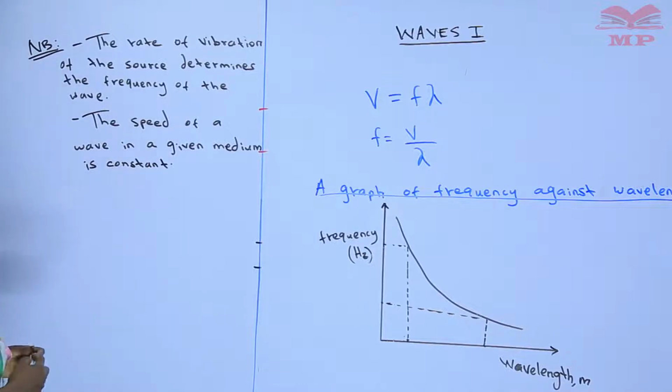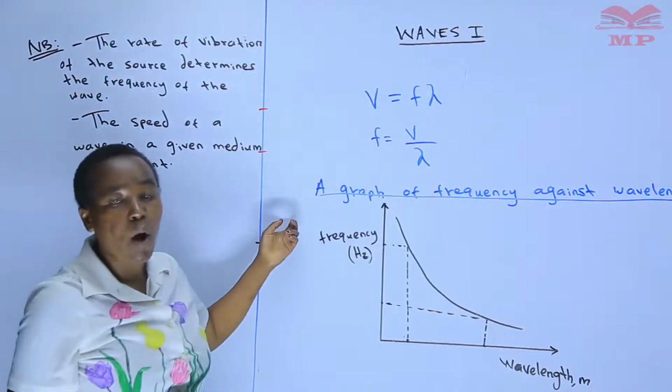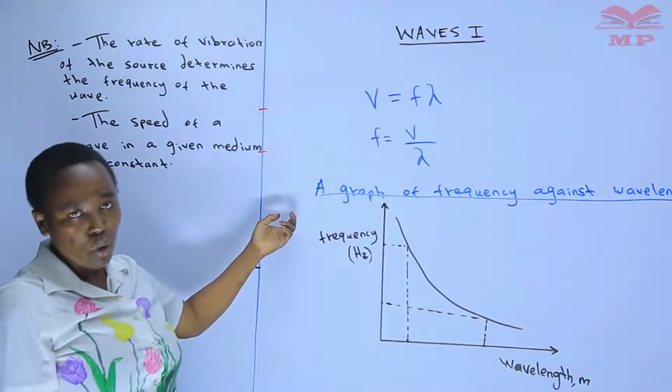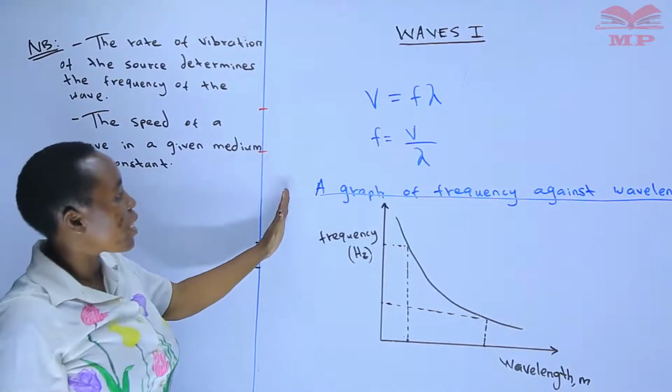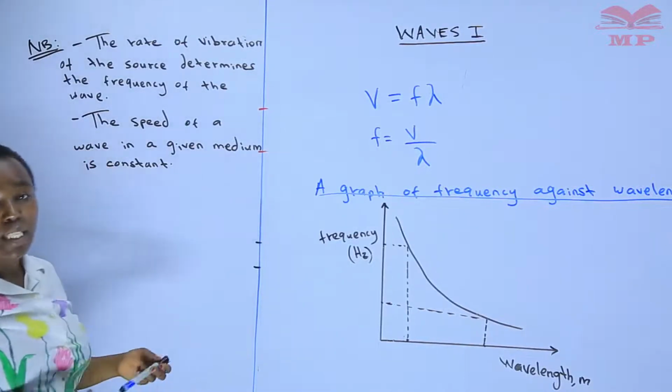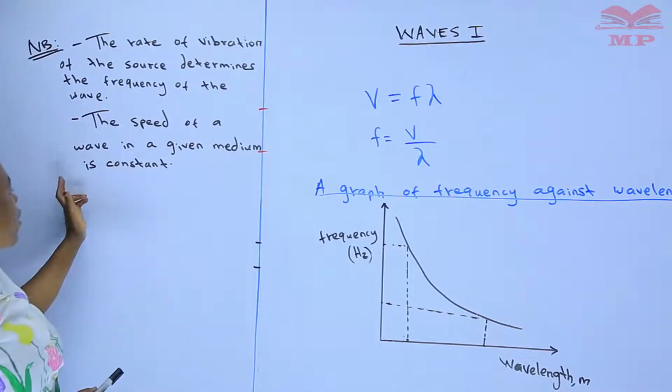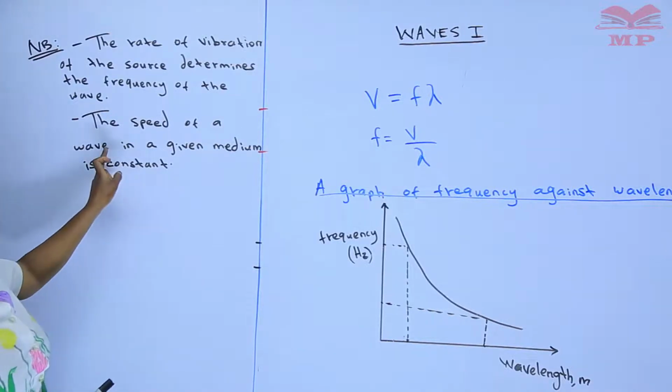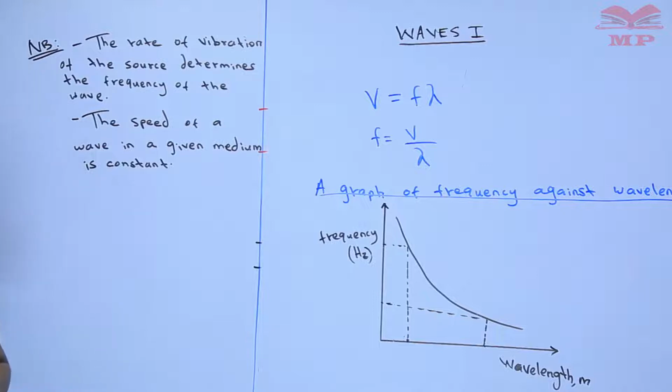So if it is a wave, maybe a water wave, the medium is water. If the speed at the beginning is 40 centimeters per second, that speed is constant because it is in a given medium. So you need to make note of that. The rate of vibration of the source determines the frequency of the wave. The more the vibration, the higher the frequency of the wave. Then the speed of a wave in a given medium is constant.